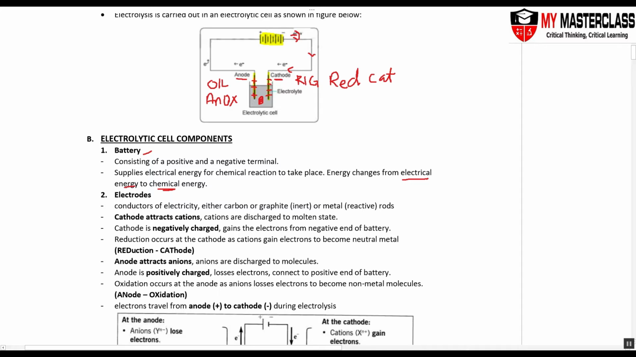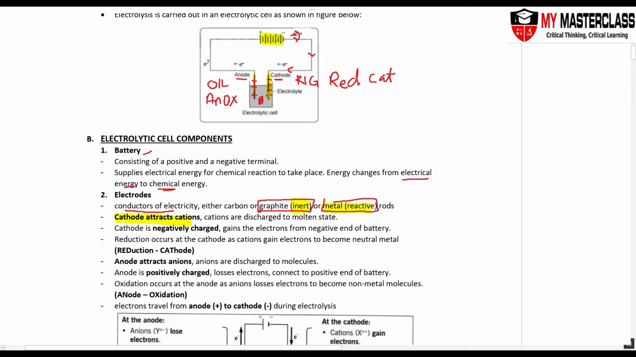The electrodes must be conductors of electricity. We always use graphite or metal electrodes. Graphite is an inert electrode. Remember graphite has delocalized electrons between the layers, it is the inert electrode, and it doesn't take part in the reaction. When you use conductors such as metals, these electrodes are reactive and they will take part in the reaction.